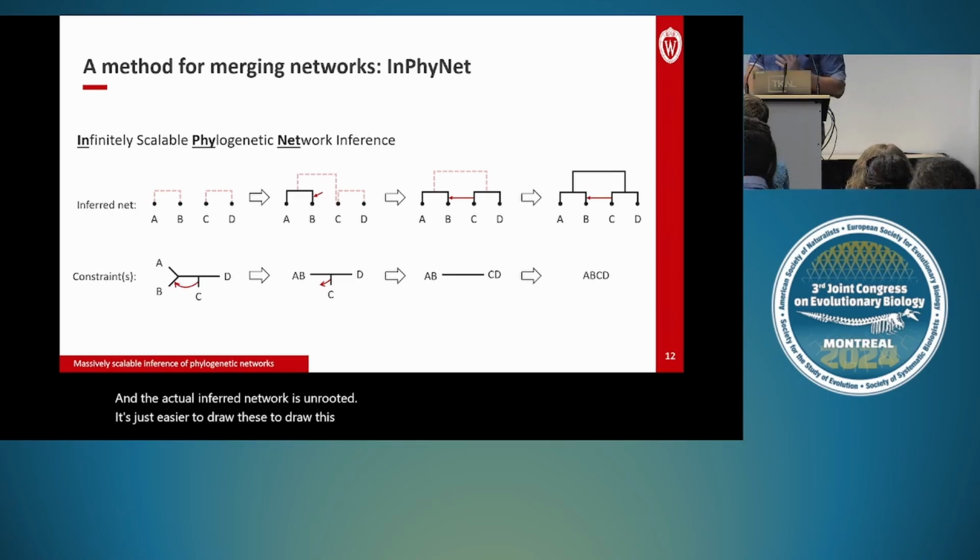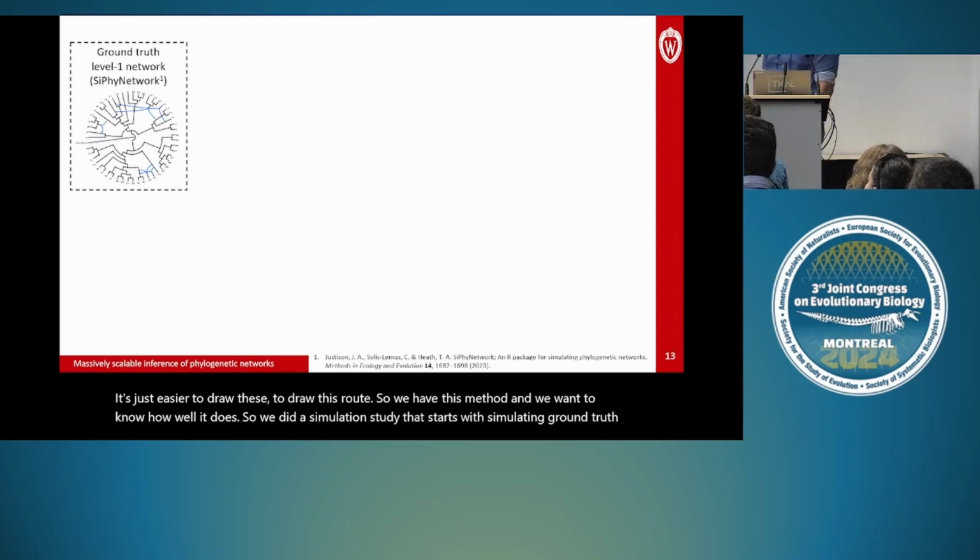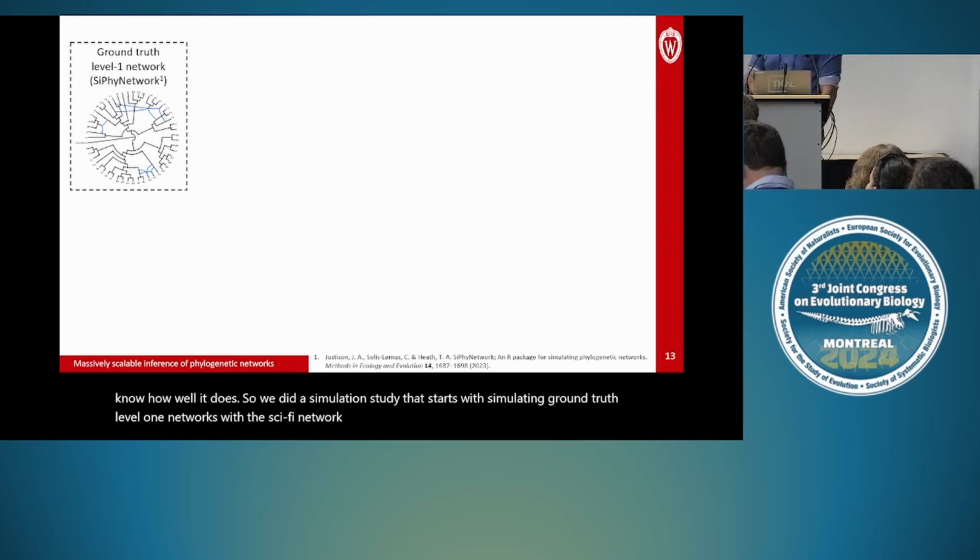And so we have this method, and we want to know how well it does. So we did a simulation study that starts with simulating ground truth level 1 networks with the sci-fi network package in R, which is by Josh Justison, who had a recorded talk in the previous session.